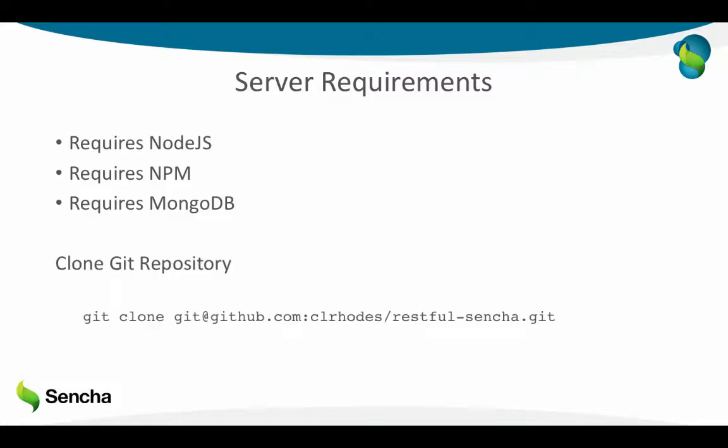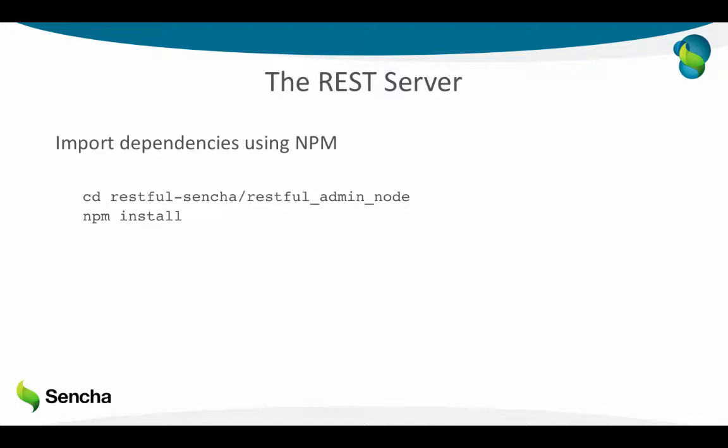Alright, first thing is to clone the repository. You can find this on GitHub. It's clrodes/restful-sencha, and you can go ahead and copy that link and clone the repository. This repository does include both the Node.js server along with the RESTful Desktop Admin completed application and the RESTful Admin mobile application. So first things first, we'll need to satisfy the dependencies. So you'll want to use npm install to go ahead and have the dependency satisfied and bring in all of the node modules for Express as well as the connector for MongoDB.